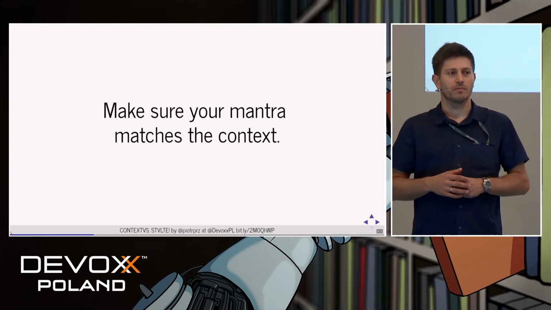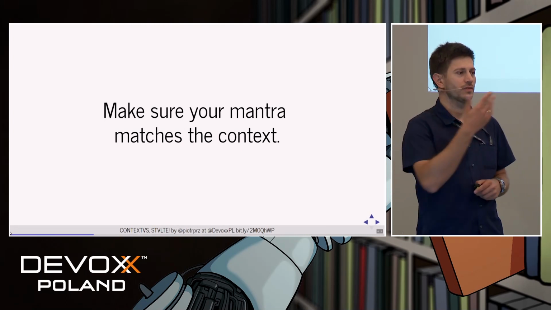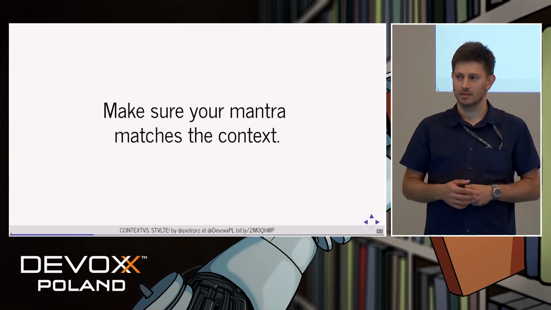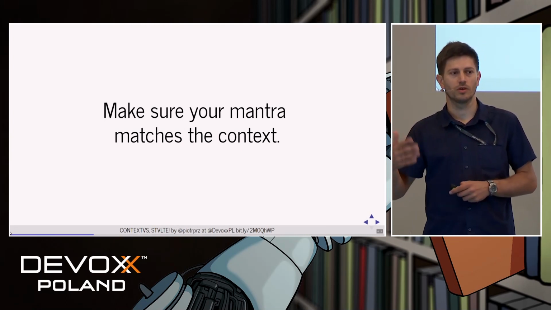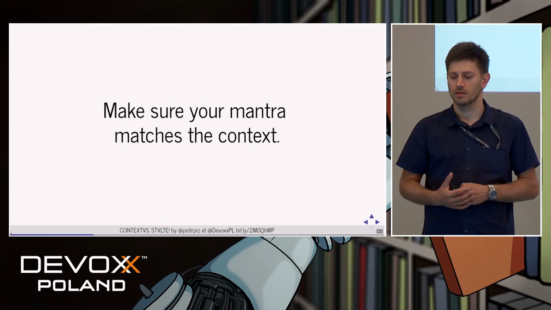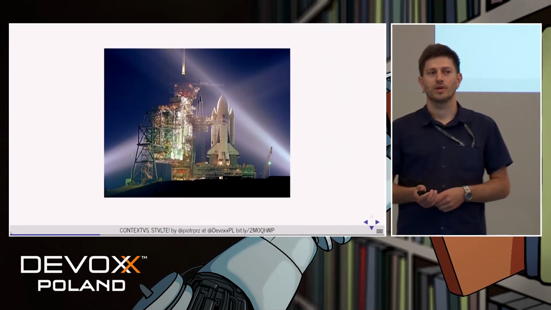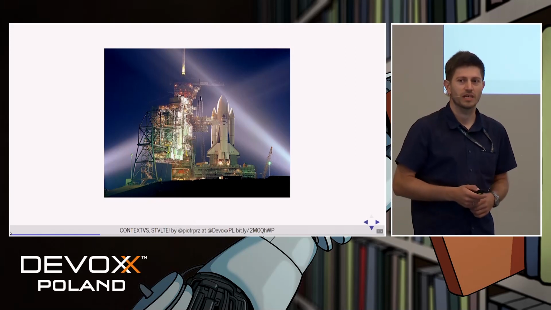So make sure your mantra matches your context. So when you say 300,000 kilometers per second, make sure that this mantra matches the context you're asked about. Next, we're sticking to the space travel and so on.